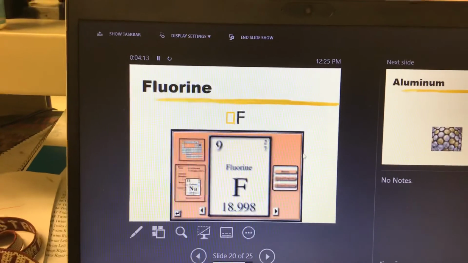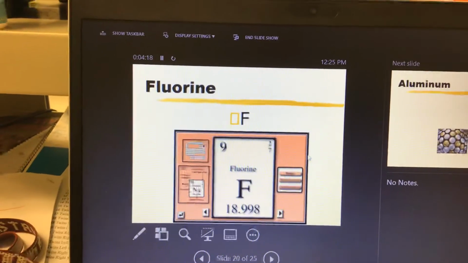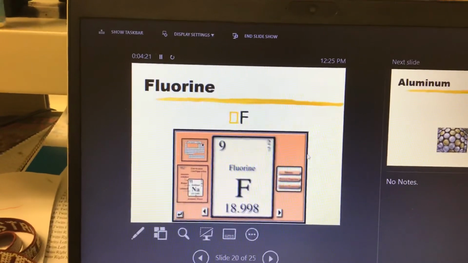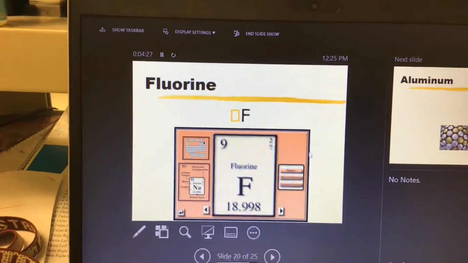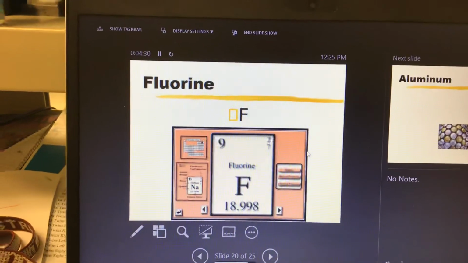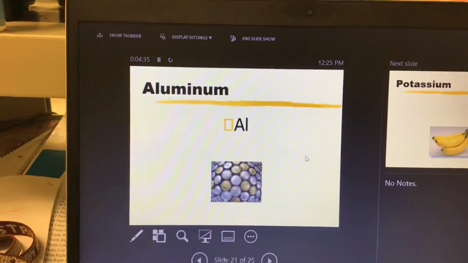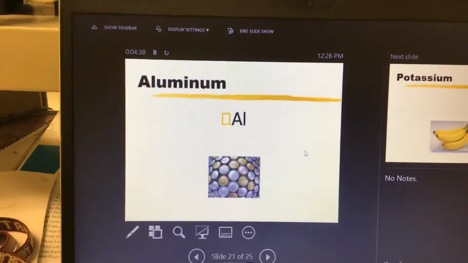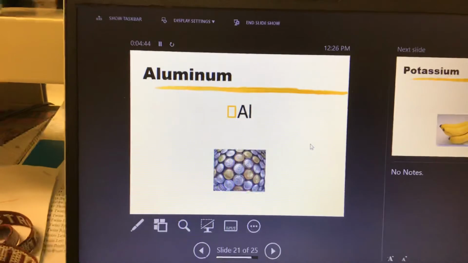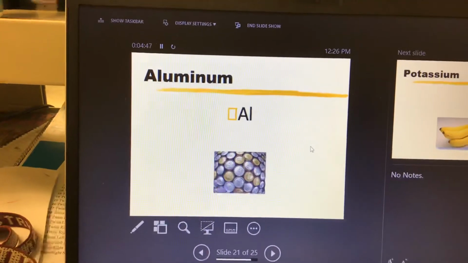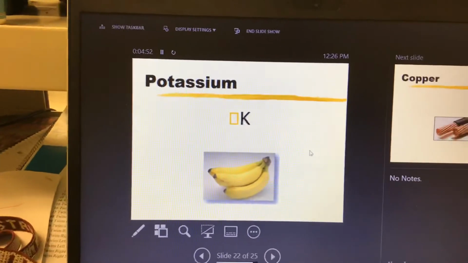Fluorine is F. We use a type of fluorine called fluoride in our toothpaste. If you go to the dentist, they do a fluoride treatment on your teeth. A lot of places will add fluoride to drinking water, so that way you strengthen your teeth. Aluminum, Al. People like aluminum because it's a strong metal, but it's super light. So we'll use it not only on cans and stuff like that, but also on vehicles, horse trailers, things like that. Aircraft.